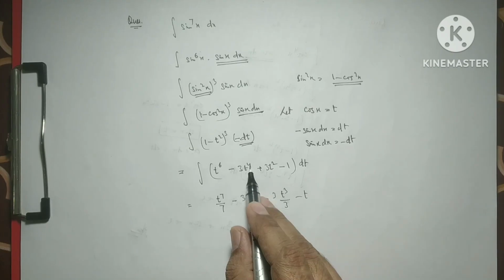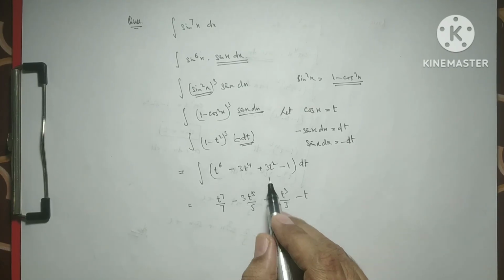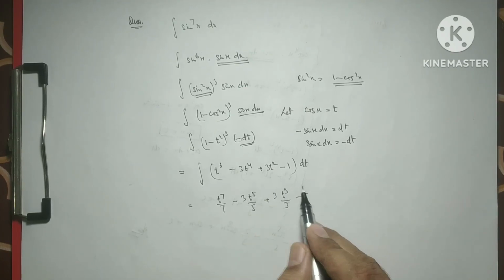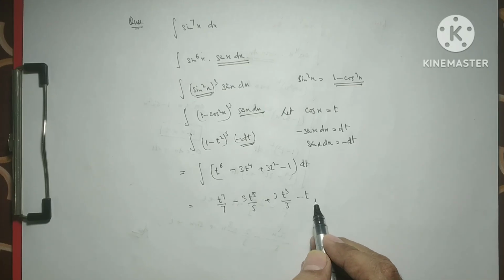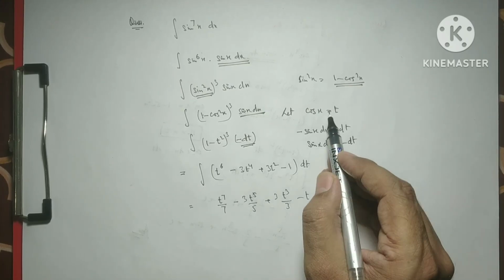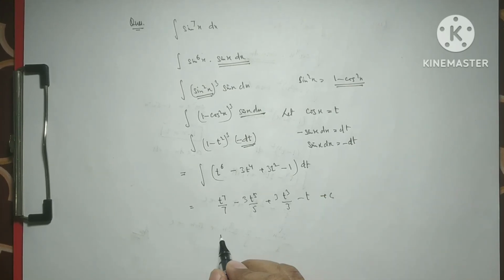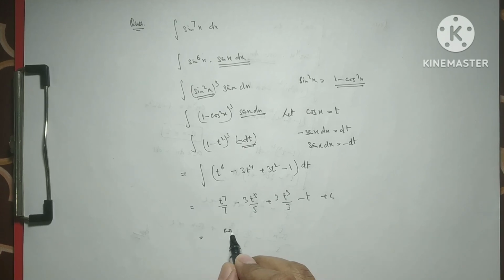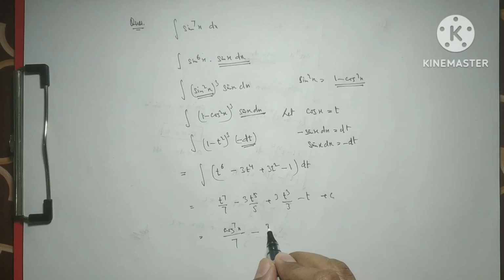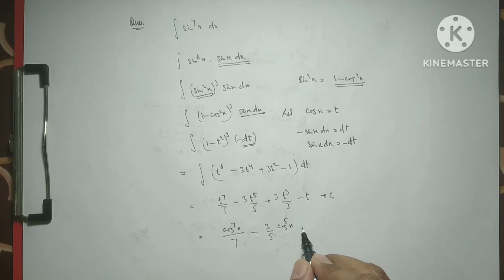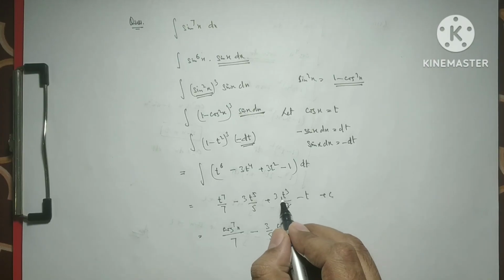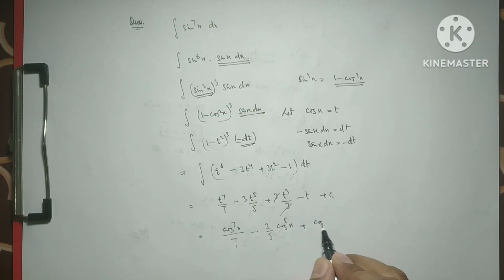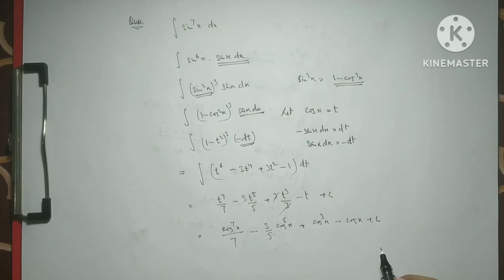Now we integrate this: t to the power 6 gives t to the power 7 over 7 minus thrice t to the power 5 over 5 plus thrice t cube by 3 minus 1 integration is t plus c. Now we put the value of t as cos x, that becomes cos x to the power 7 by 7 minus 3 by 5 cos x raised to the power 5 plus the 3 will be cancelled out, so cos x cube minus cos x plus c. So this is the answer.